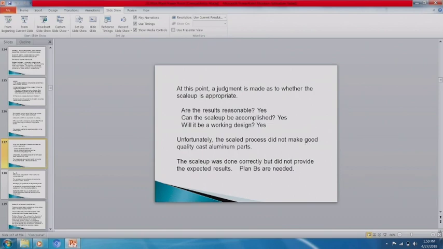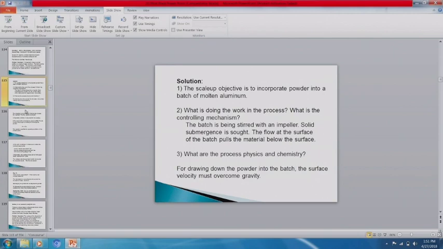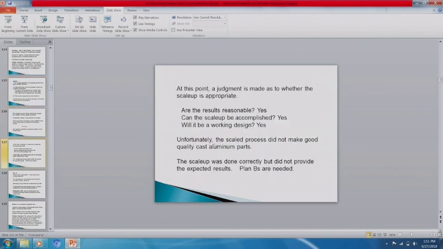Unfortunately, when we did testing, casting aluminum metal parts, they failed, basically. They didn't make good quality cast aluminum parts. So the scale up was done correctly, but did not provide expected results. So we're stepping into plan B now, see what we can do to salvage this scale up. Plan B, what was the real problem? Well, let's go back to what they said here. They said, unfortunately, the scale up did not make good cast aluminum parts, okay?